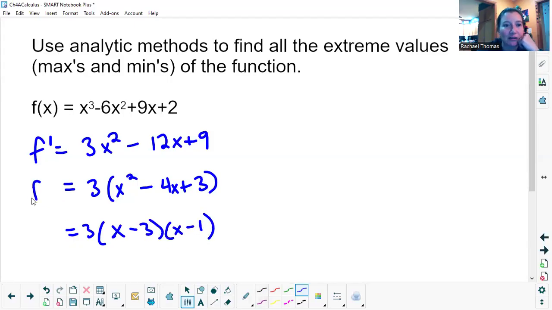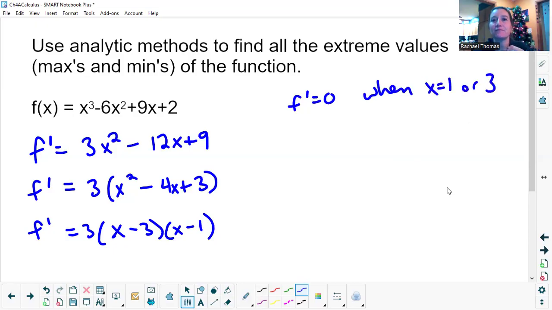All right, what are my conclusions here? Well, f prime equals 0 when x equals 1 or 3. Have I found my max and min values? Not quite, but I'm getting there. Now I know that if there's going to be a maximum or minimum value on this function, it's going to happen at either x equals 1 or x equals 3. There's nowhere else it could happen because these are the only 2 x values where f prime might change sign.